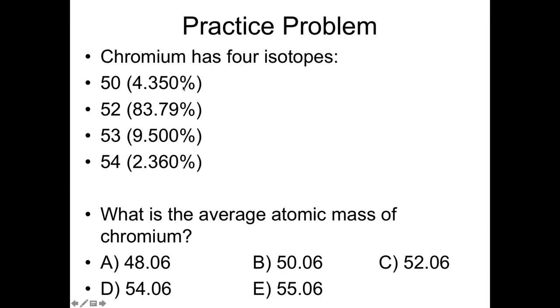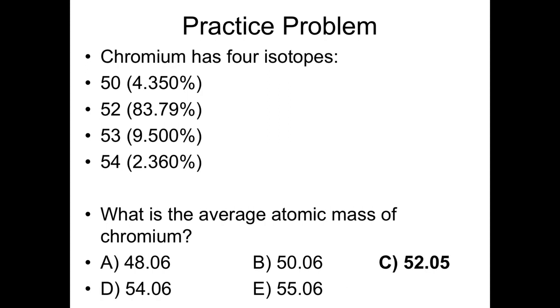Chromium has 4 isotopes. It has 50, 52, 53, and 54. You can see the percentage of these isotopes here. And what is the average atomic mass of chromium? Now, you can figure this out by guessing. That would be fine. I think you can all agree. The biggest item is going to be 52, and it's going to be a little bit heavier than 52, so it'll probably be C for this. But again, it's good to be able to work out the work for that and to make that happen.